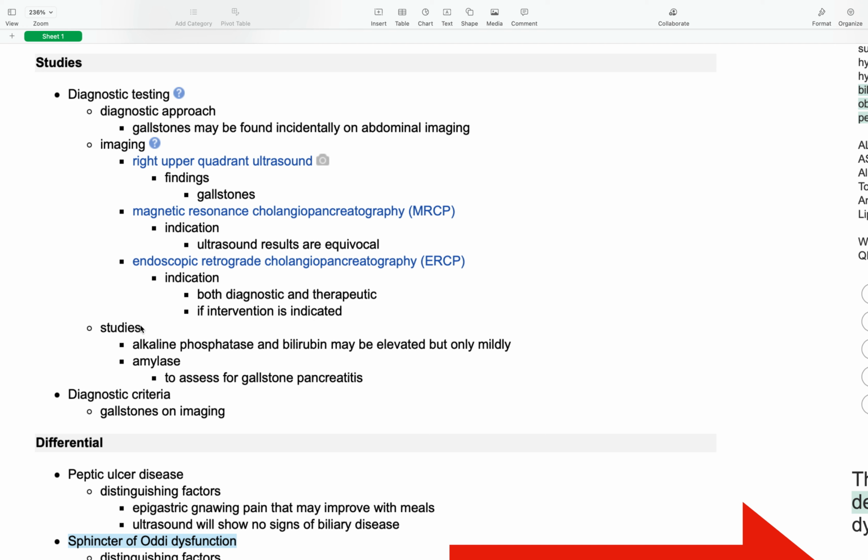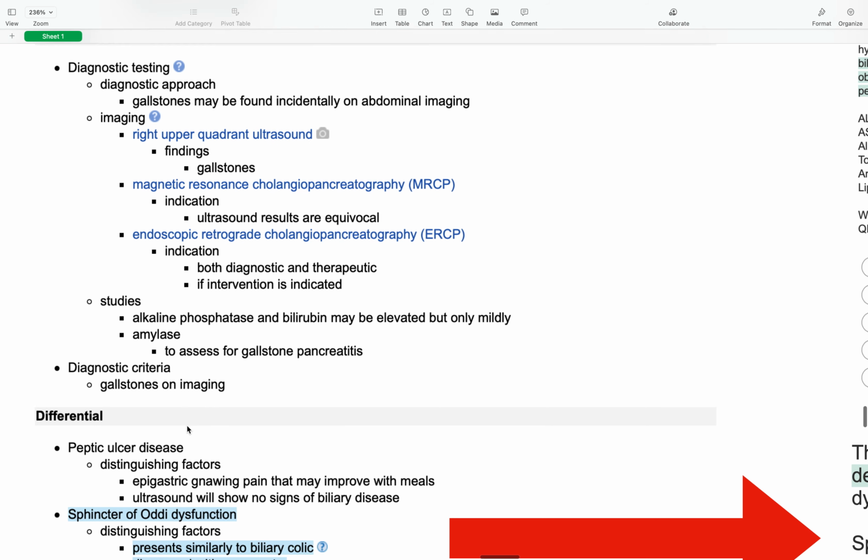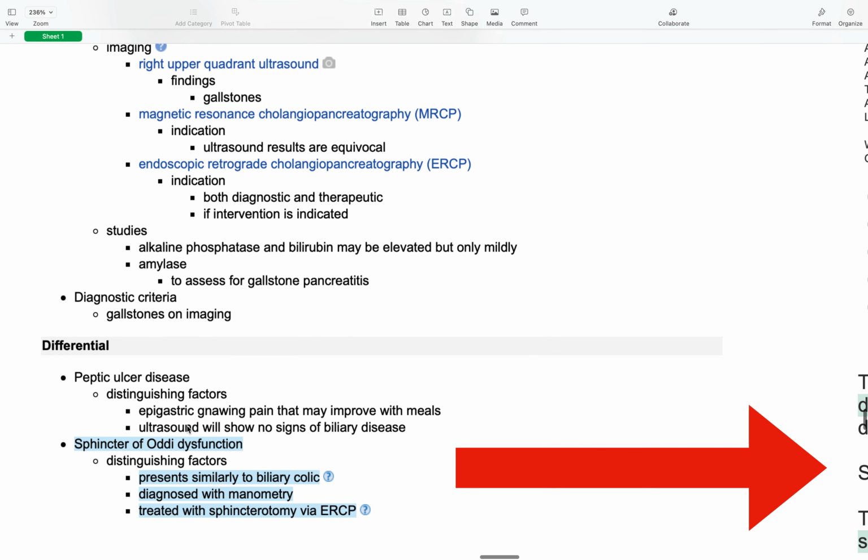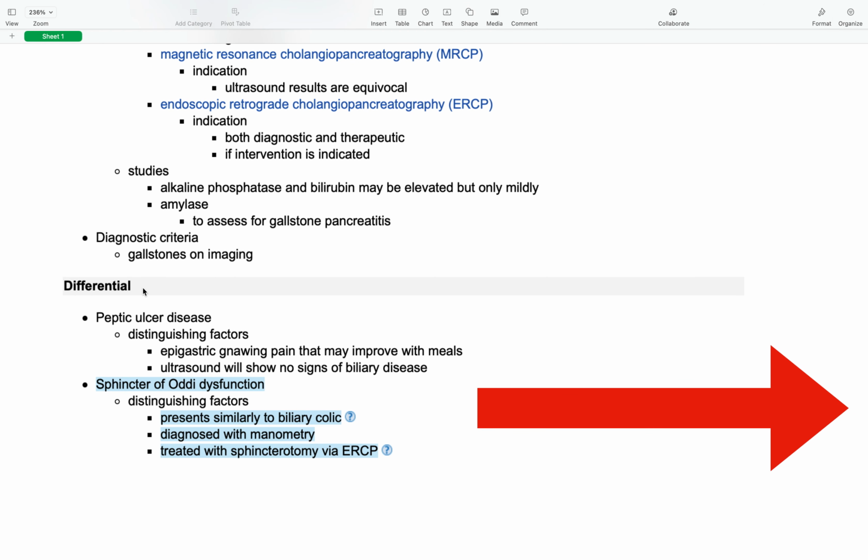Studies will show alkaline phosphatase and bilirubin may be elevated, but only mildly. Amylase to assess for gallstone pancreatitis, and the diagnostic criterion is gallstones on imaging. So that is how you diagnose. Now, differentials are very important. The differentials are peptic ulcer disease and sphincter of Oddi dysfunction.